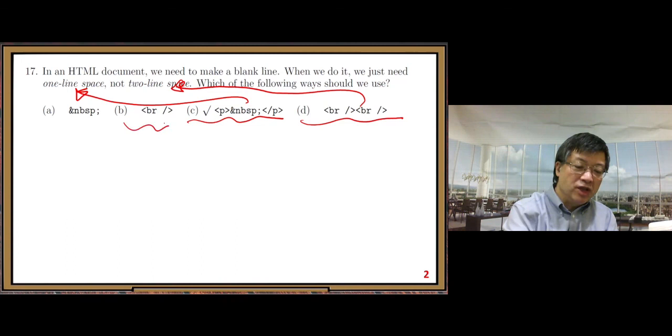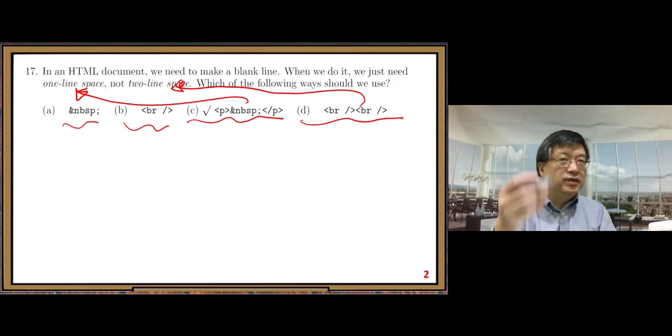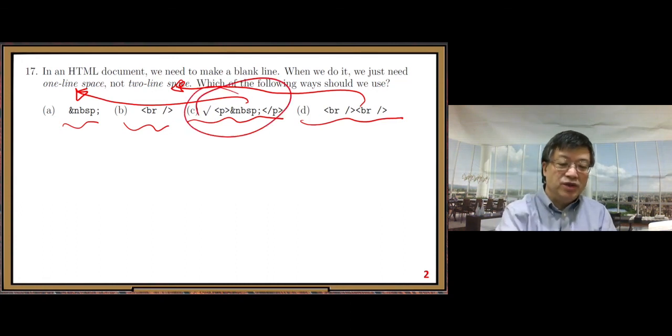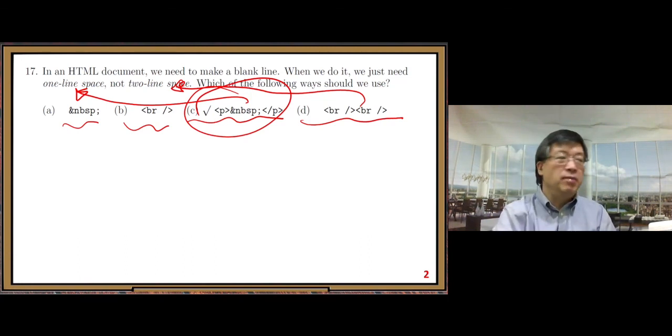Even some students select A and B, or B and D. So then we should use the C way. Okay, C way. Let me say a few more words about the C way.